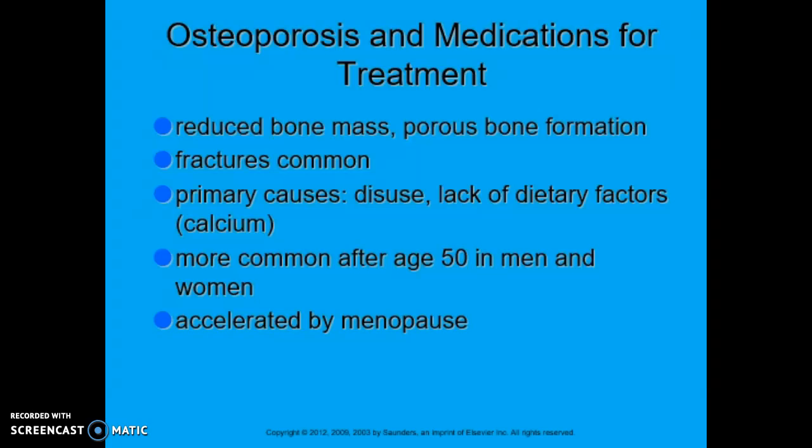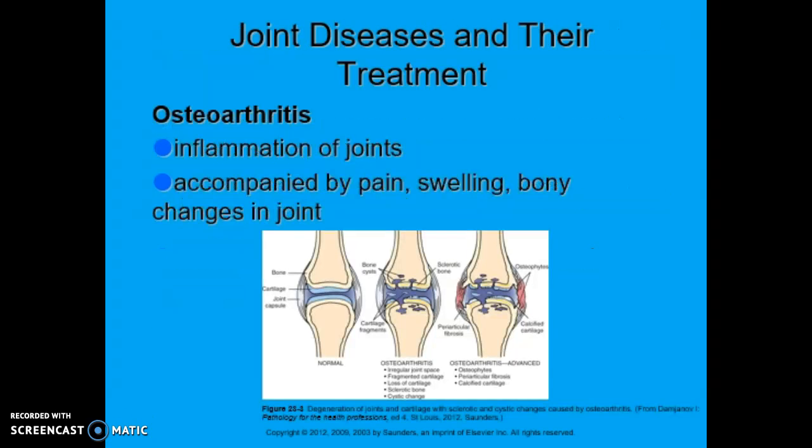Let's see. We see in osteoporosis reduced bone mass, porous bone formation. Fractures are very common. The primary cause is disuse and lack of dietary factors. Again, we just talked about treatment using calcium because they have a lack of calcium. This is more common after the age of 50 in men and women, and accelerated by menopause.